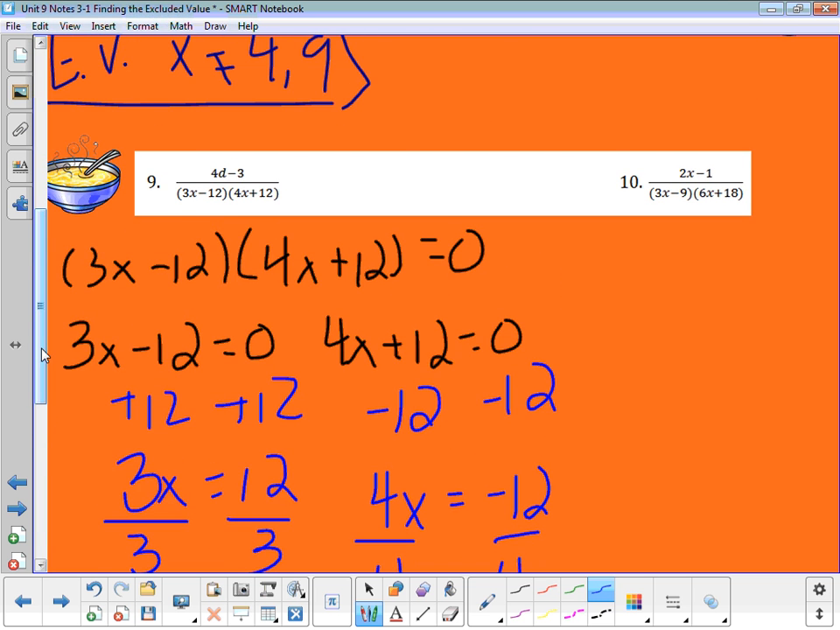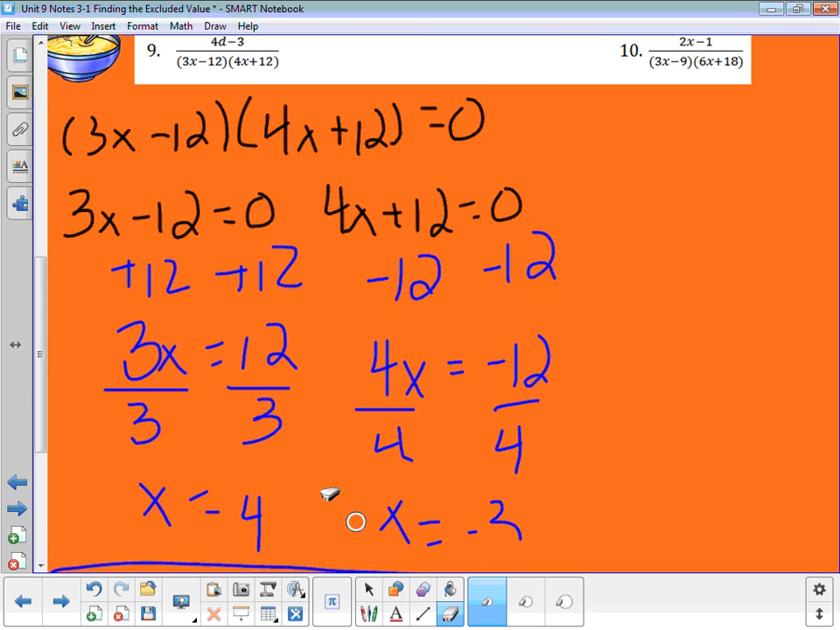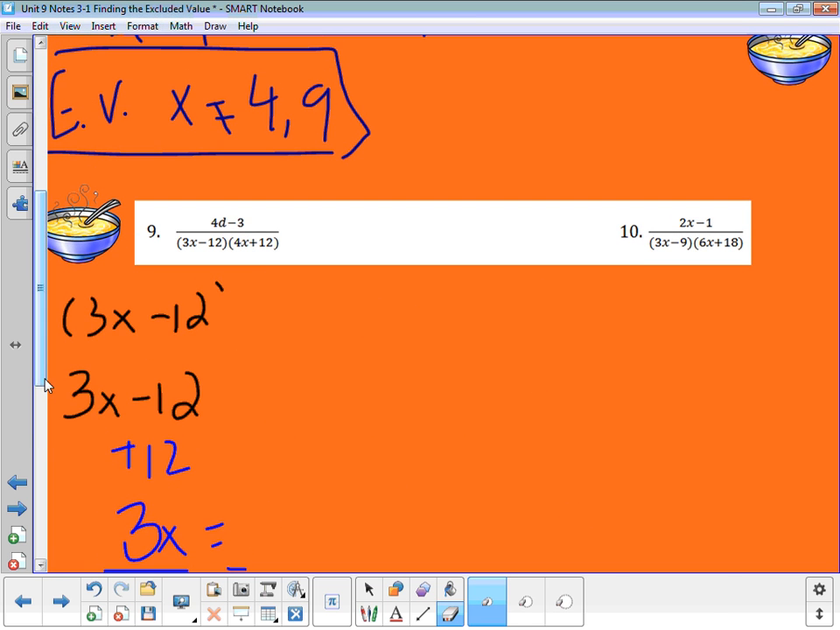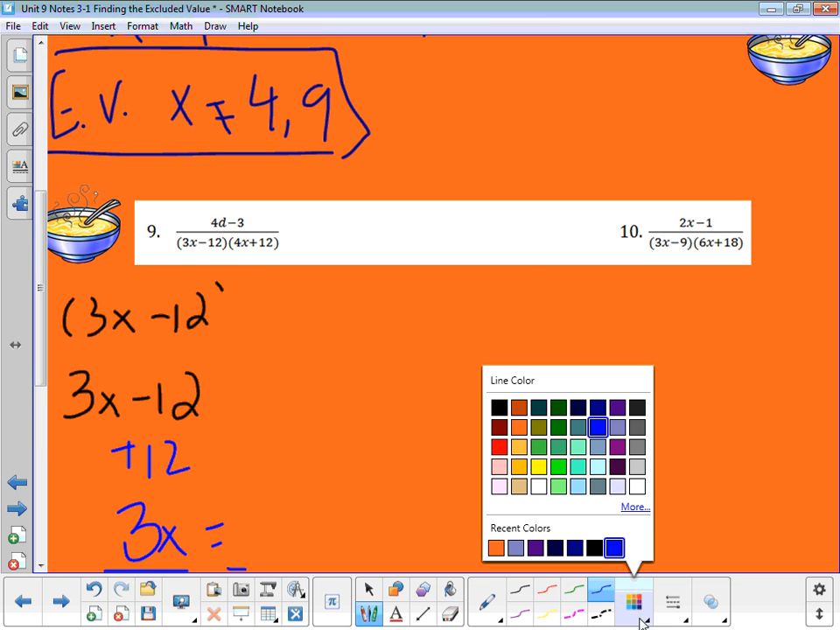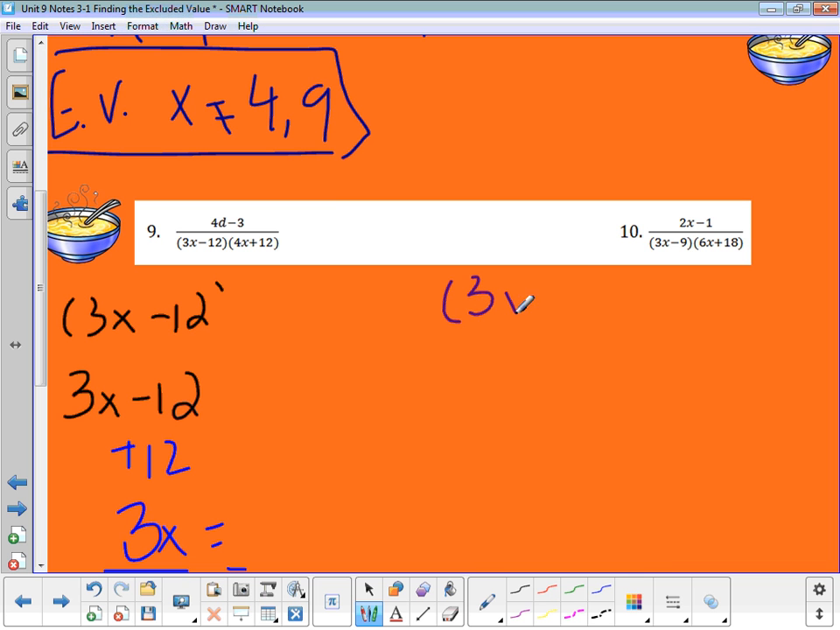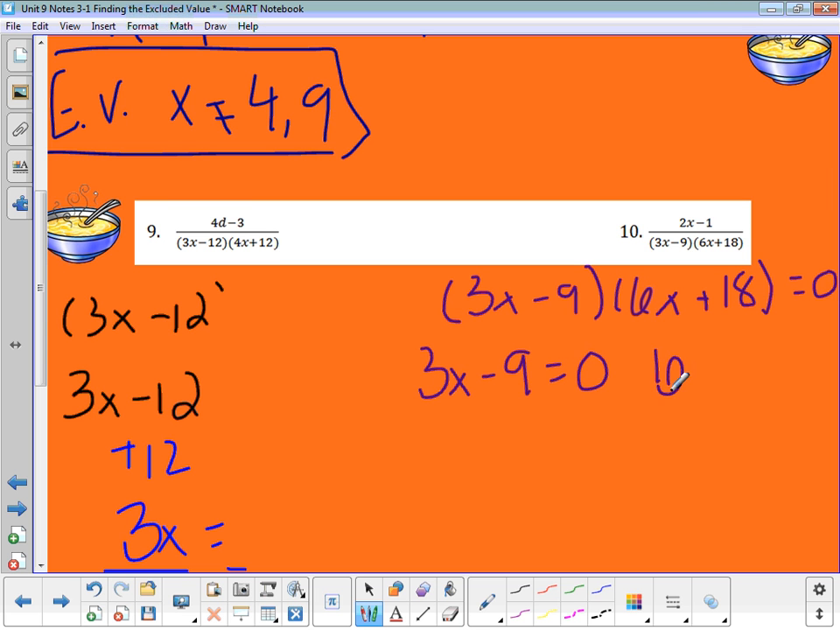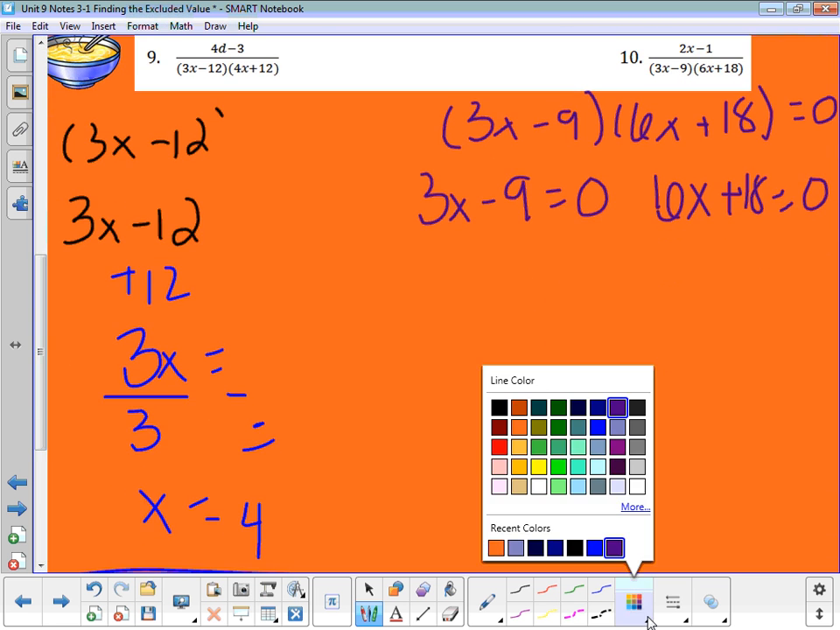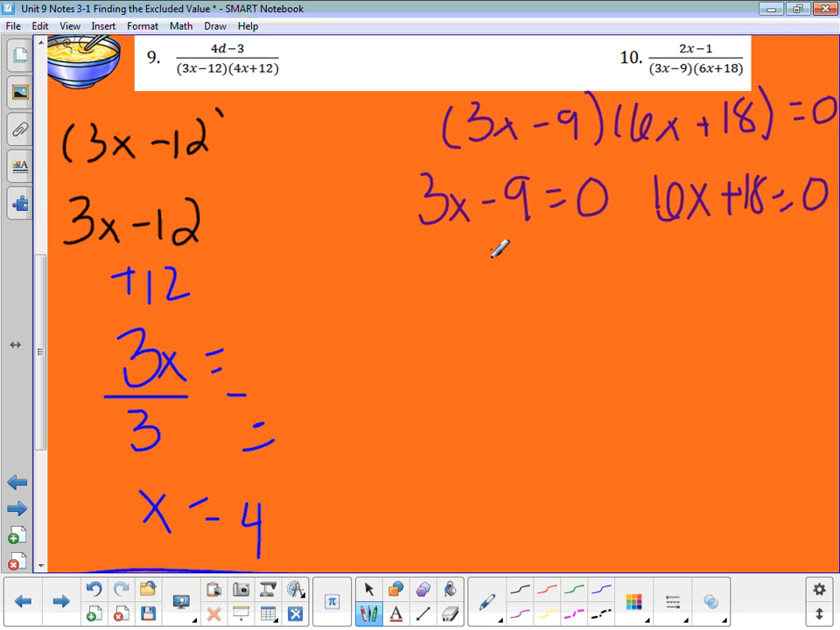Let's take a look at number 10 together as well. I'm just going to erase some of this work so we have some space. All right, so for number 10, again, we want to set each of those factors equal to 0. So we have 3x minus 9 and 6x plus 18. So I have 3x minus 9 equals 0 using that zero product property, and 6x plus 18 is equal to 0. In general, the more work you show, the better, so that if you make a mistake on a quiz or something, I can see where you're at.